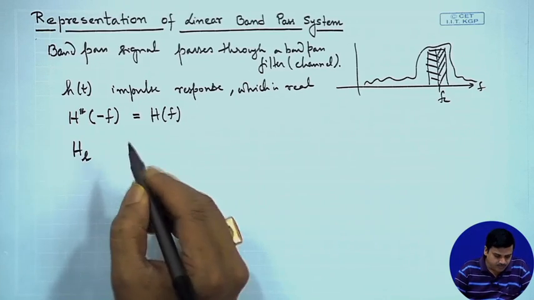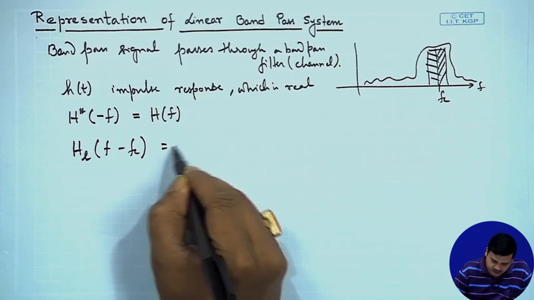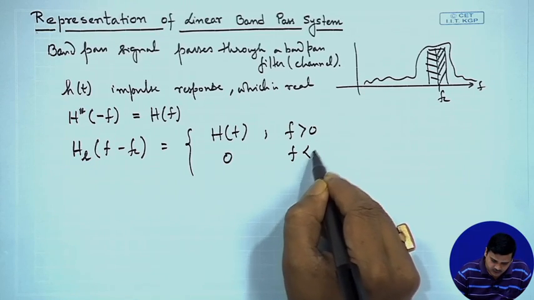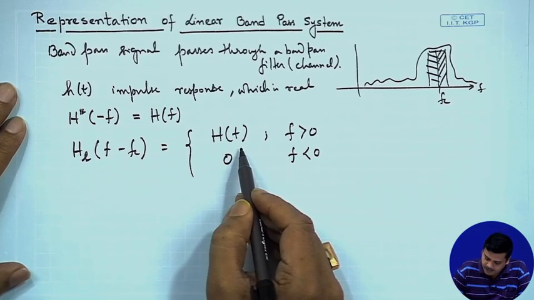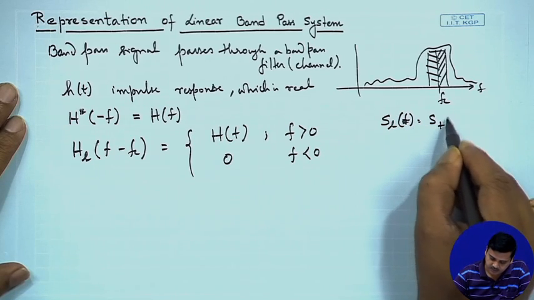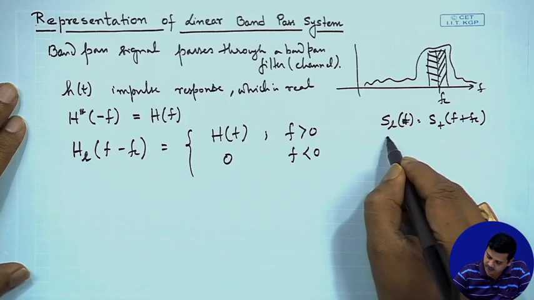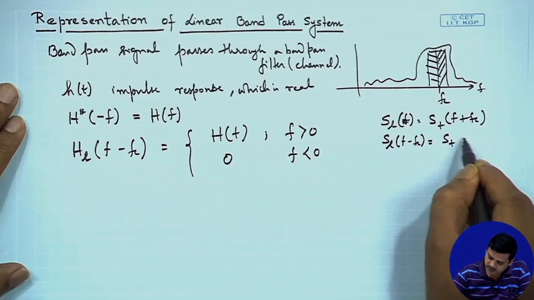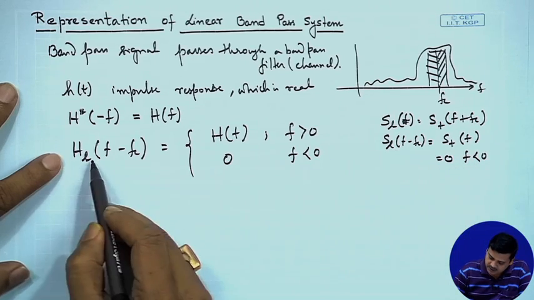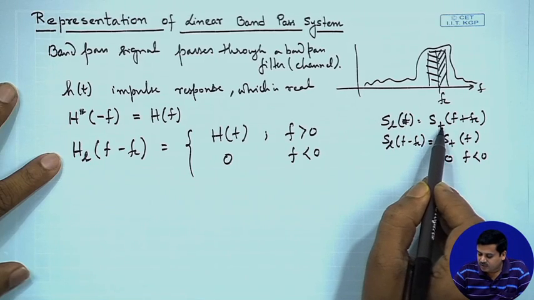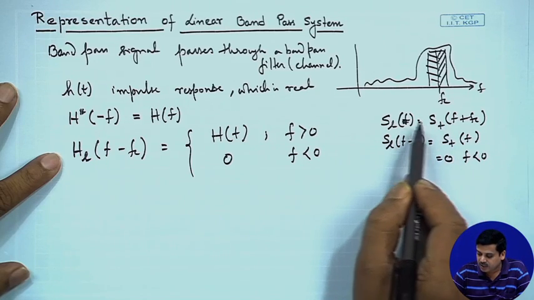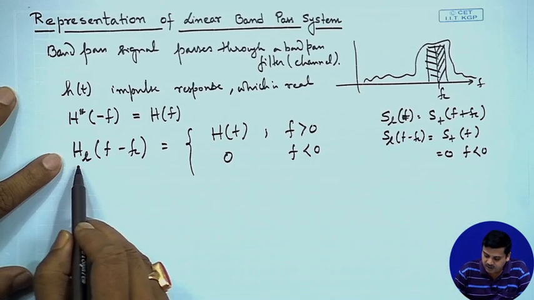that H_L of f minus f_c is equal to H of f for f greater than 0, and is equal to 0 for f less than 0. This is again in the form that we have defined earlier. We had said that S_L of f is equal to S_plus of f plus f_c, if you remember, and definitely S_L of f minus f_c is equal to S_plus of f, which is equal to 0 for f less than 0. This is exactly what we have over here, and this had happened because the signal is real, which had a symmetric frequency domain representation, and for a symmetric frequency domain representation we can take only the positive frequencies, and by a frequency translation you can have the low pass equivalent representation. A similar thing is happening over here.